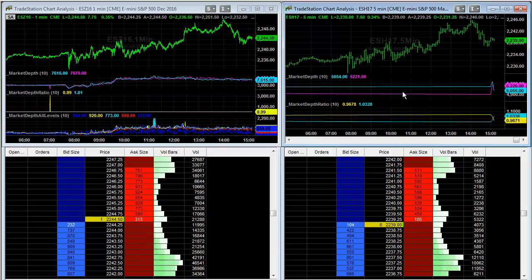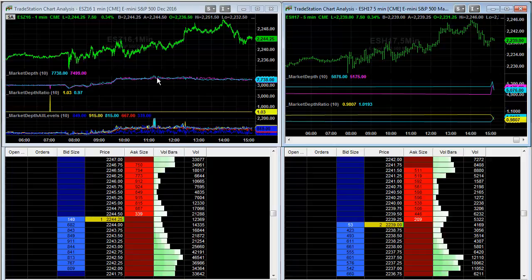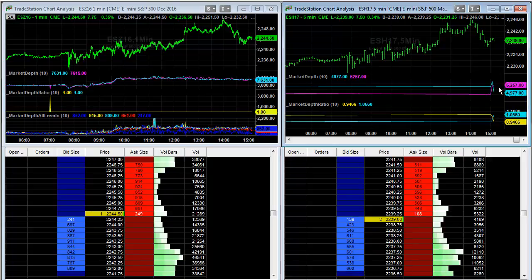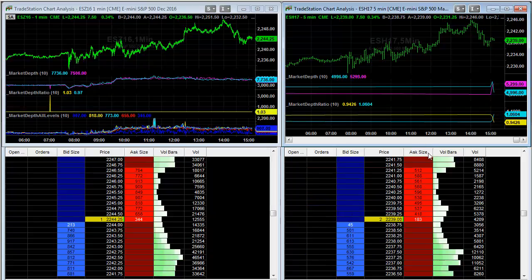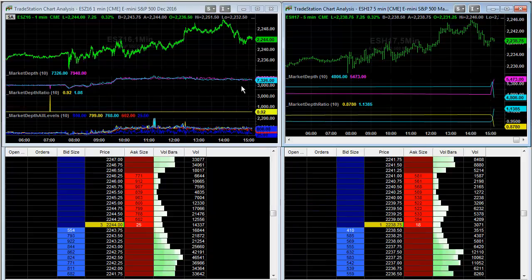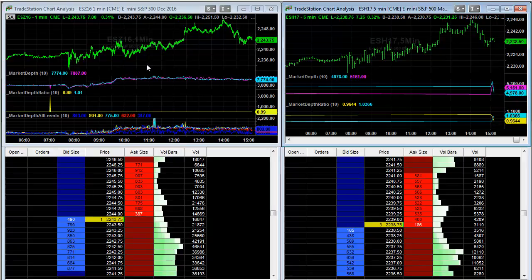But I'm going to show you these indicators. The reason that you see the squiggly line is that I've had this on all day, and I just added this indicator for the video. The market depth data is not historically recorded in TradeStation, so you don't have access to backtest strategies based on this market depth unless you were to somehow record it going forward and then use that data. It's one of the projects that I'm working on.